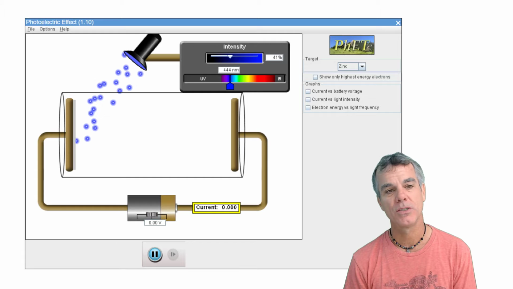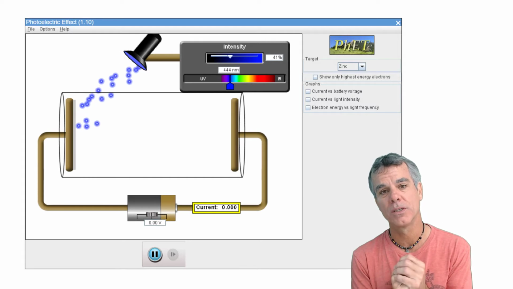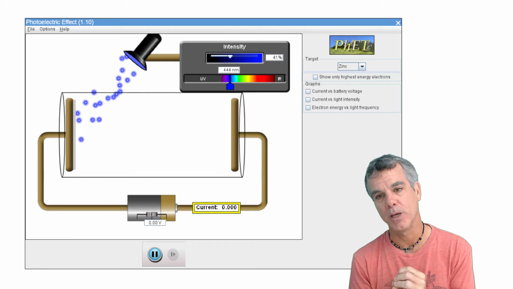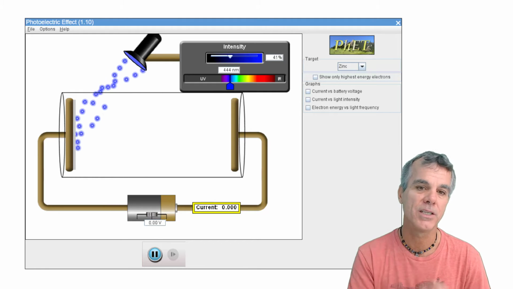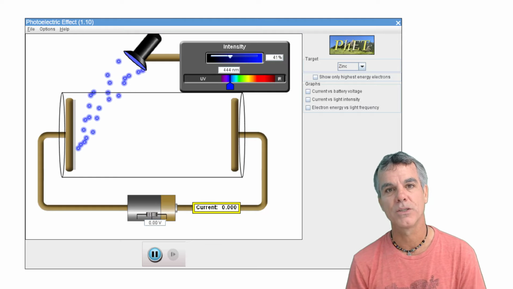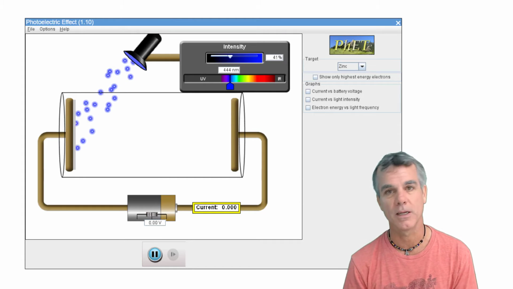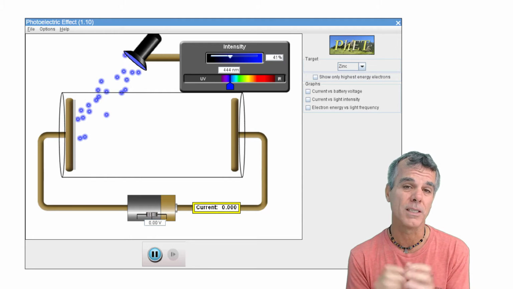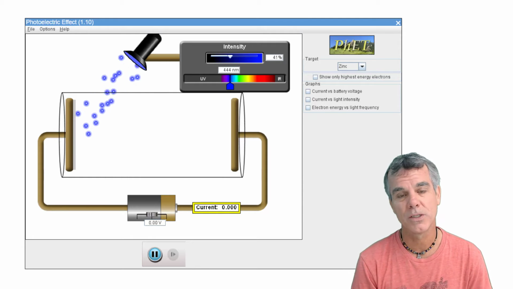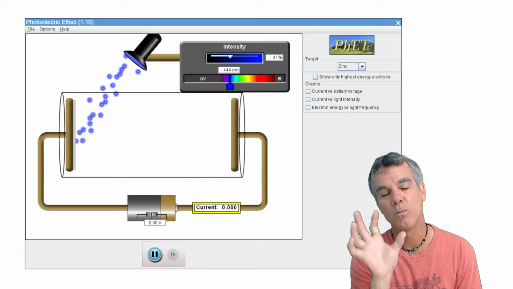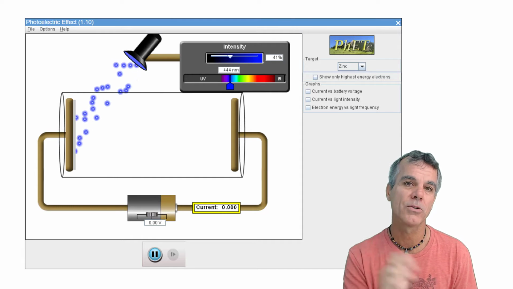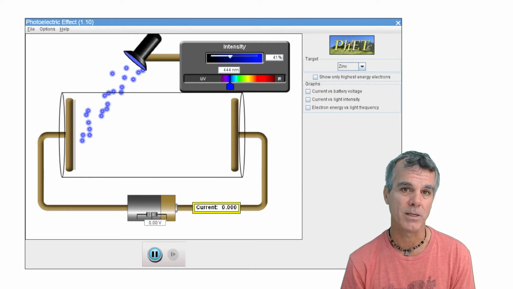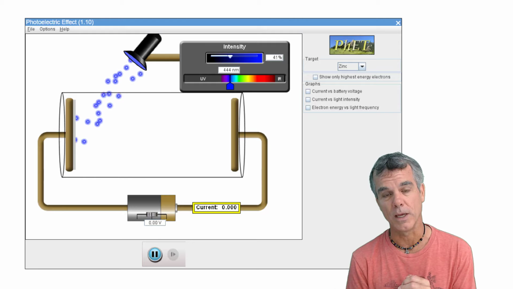What this animation is showing is a light source whose intensity and wavelength I can vary shining down on a metal. In this case, the metal is zinc. Zinc has a work function of 4.3 electron volts. I'm going to get to what exactly an electron volt is in a little bit. But because of the work function of zinc, the maximum wavelength that will cause electrons to be ejected from the zinc is 288 nanometers. We call that the threshold wavelength.